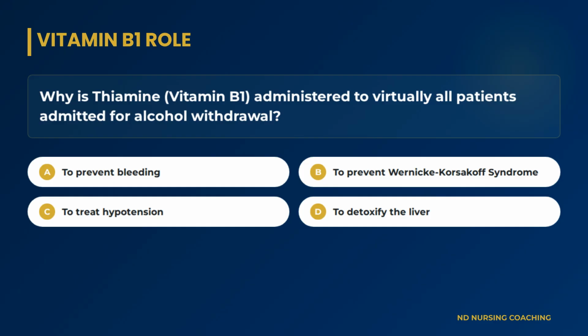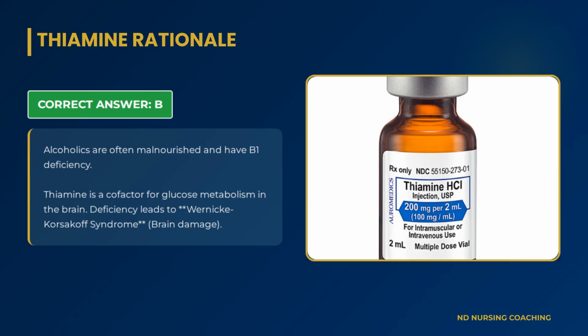Next, let's consider vitamin B1. Why is vitamin B1, thiamine administration, a critical step, which must occur before IV dextrose administration in patients with alcohol withdrawal? The correct answer is D. Thiamine is a cofactor needed for glucose metabolism. Giving dextrose without thiamine can deplete the remaining thiamine stores, triggering or worsening Wernicke's encephalopathy.